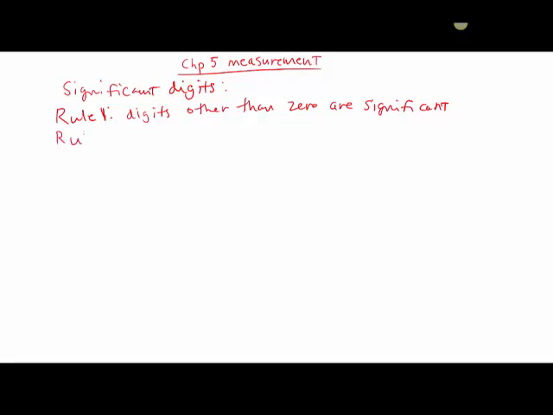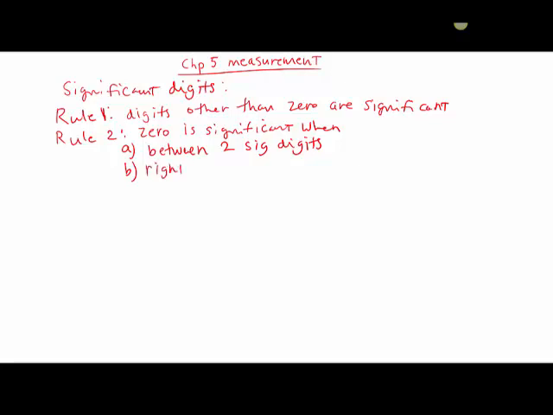Rule 2. Rule 2 has a couple of options. A 0 is significant when A, it appears between two significant digits. I'm going to shortcut a little bit of that. B, is at the right end of a decimal number. And I'm going to show you some examples of this.